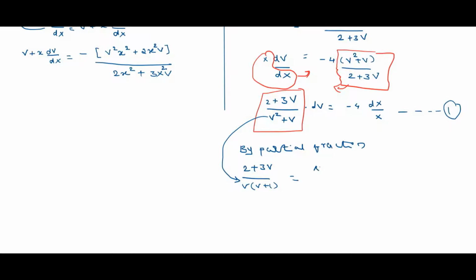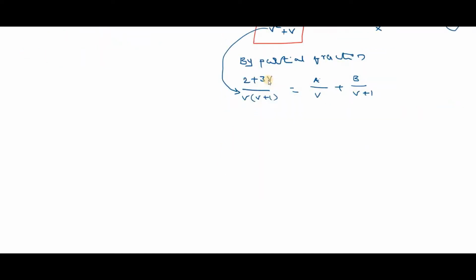So by using partial fraction, we can write it as a divided by v plus b divided by (v + 1). Now multiplying both the sides by this denominator term v into (v + 1), what we get is 2 + 3v is equal to, on the right hand side by using cross product, a into (v + 1) plus b into v. Both the sides, the LCM gets cancelled.